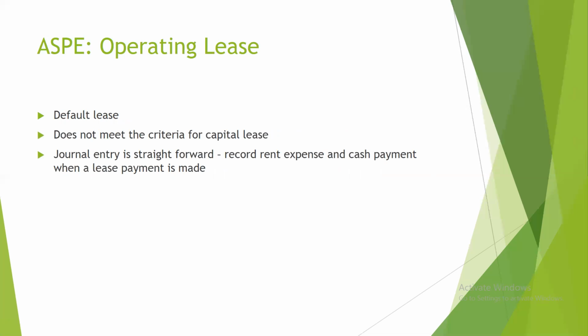What we're going to go through under ASPE, there's 3 criteria that you have to go through to determine if something is a capital lease. If none of those 3 criteria are met, then the lease under ASPE is automatically an operating lease. I'll show you the 3 criteria in a second, but basically if none of the criteria are met, then we have an operating lease. And the journal entries for an operating lease are pretty straightforward.